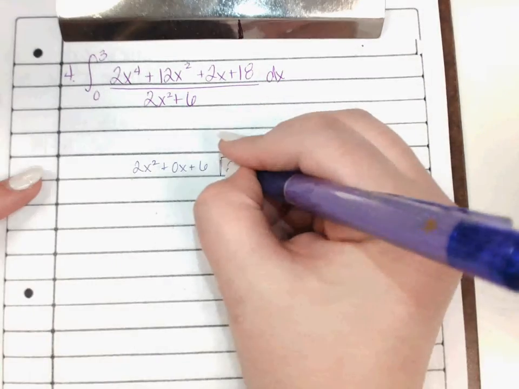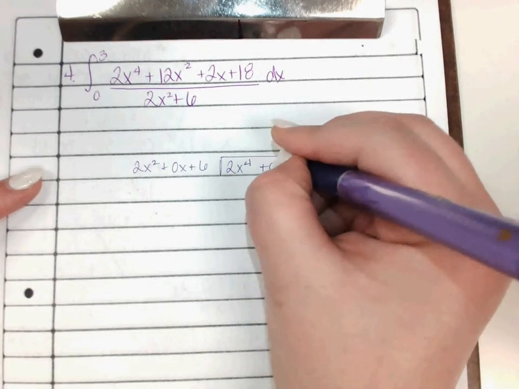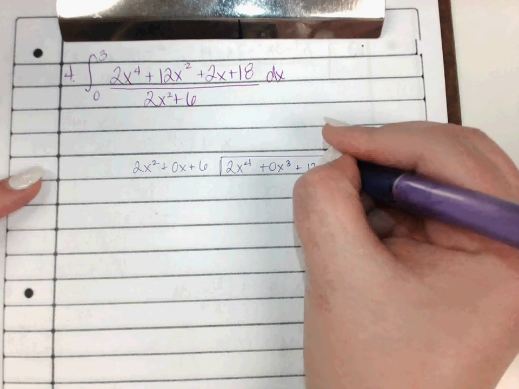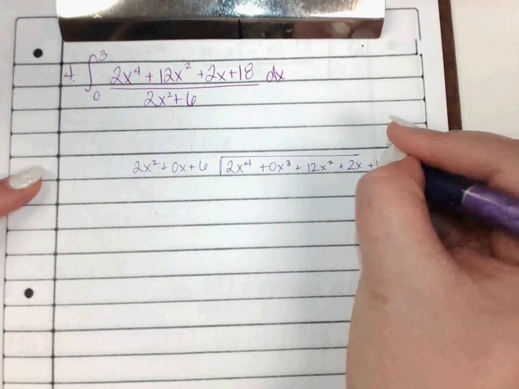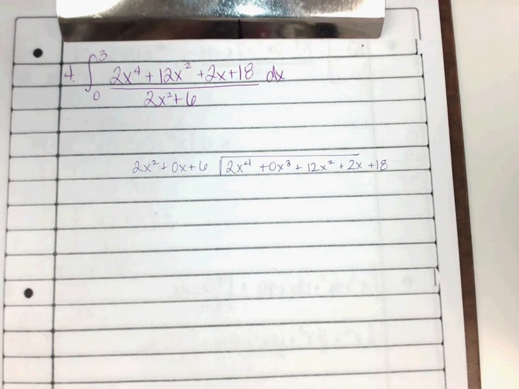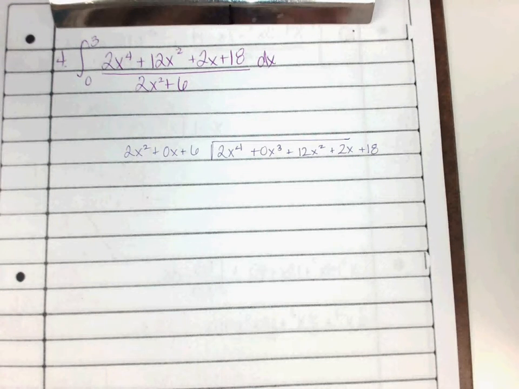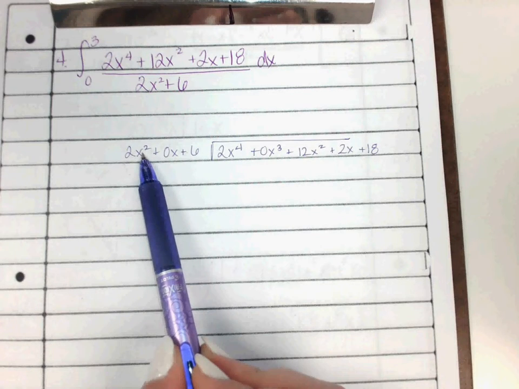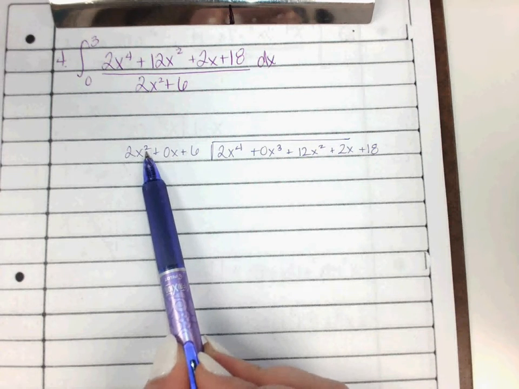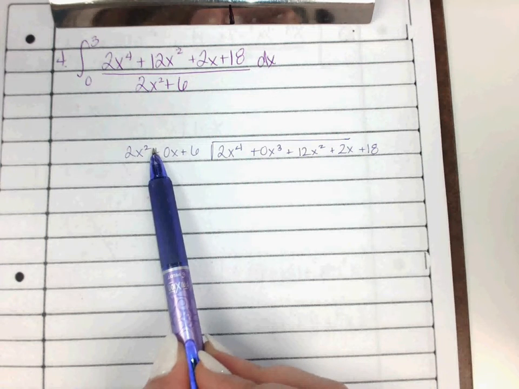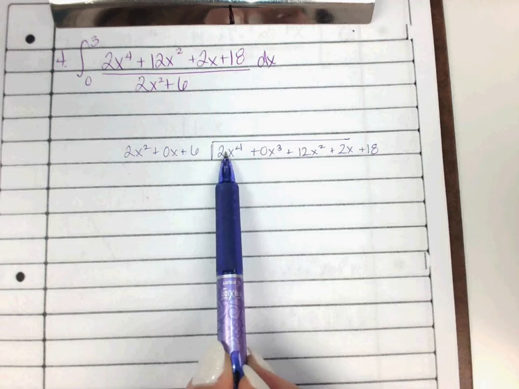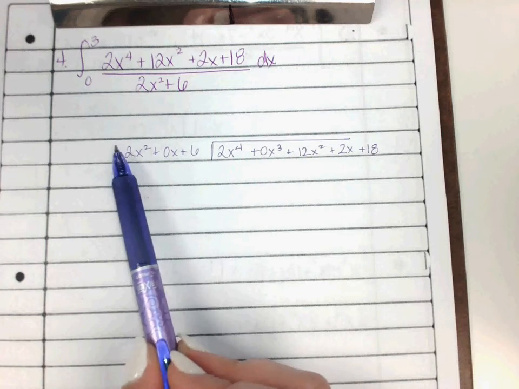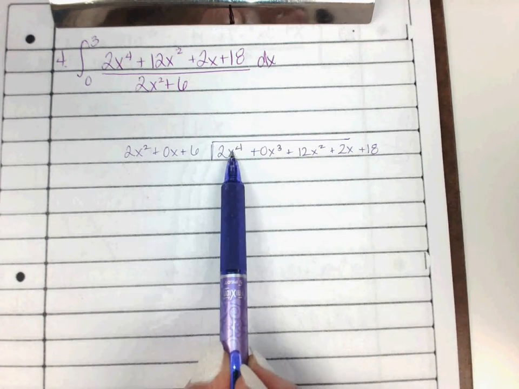So 2x^4, 0x^3, 12x^2, 2x plus 18. Now, real quick, let me just tell you something as we're working through this. If I'm dividing an x^4 by an x^2, you can only divide that twice. So even though it seems like, oh, this is going to take forever, it's actually not, because I'm dividing an x^4 by an x squared. So the difference between these terms is going to determine how long a division problem will go.